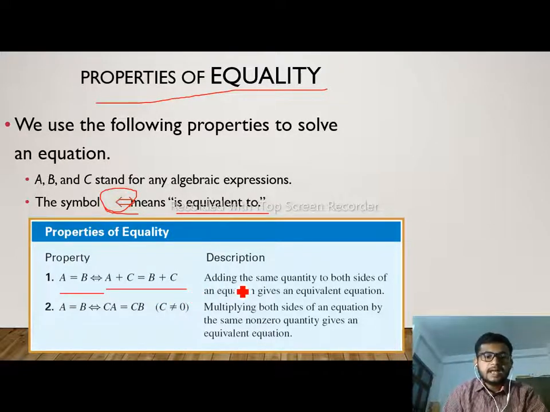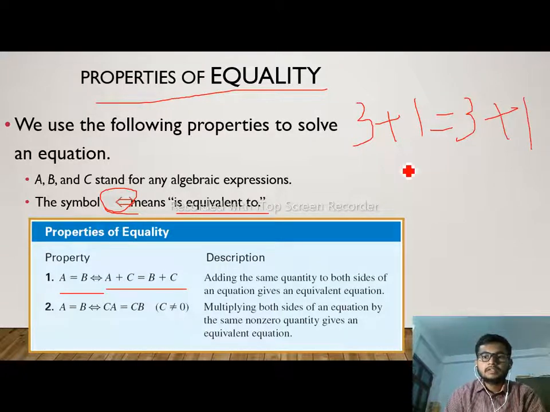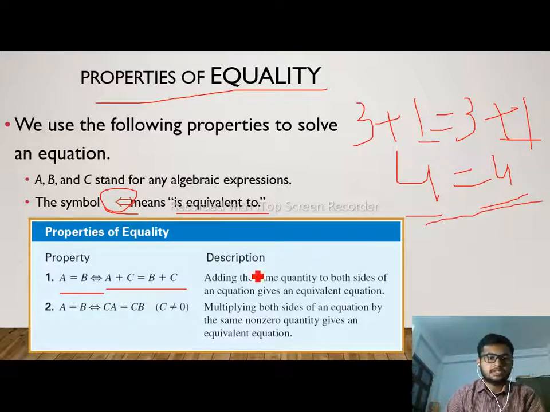What does it mean? Adding the same quantity to both sides of an equation gives an equivalent equation. For example, if you add 3 plus 1 on LHS and 3 plus 1 on RHS, what do you get? 4 as the answer. So LHS equals RHS; adding the same quantity to both sides gives an equivalent equation. Okay, first property.